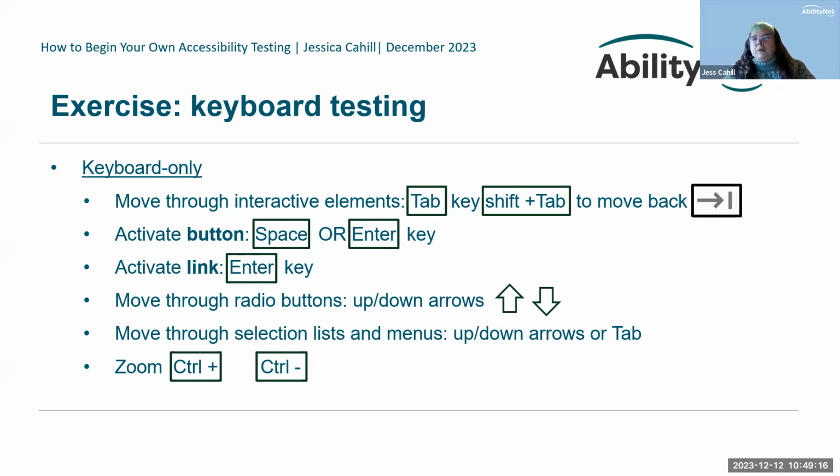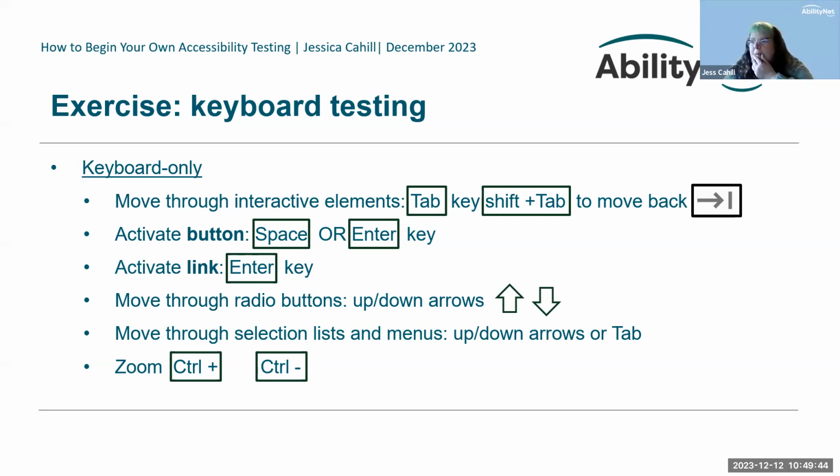For radio buttons and drop down lists, you'll probably be using the up and down arrows. And to zoom in and out, you can use Control+ and Control-. So I'm going to give you a couple of minutes to have a play with that and see how you get on. Do feel free to put your results into the chat, or for that matter to unmute if you want to talk about anything that you've come up with.